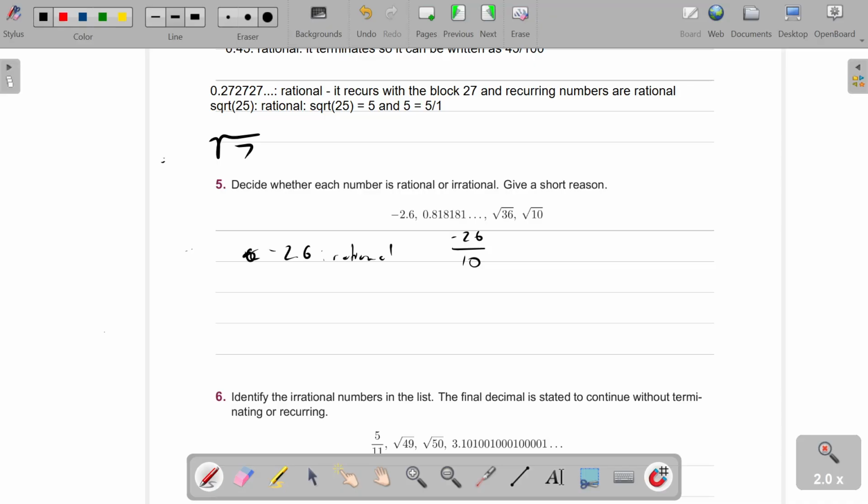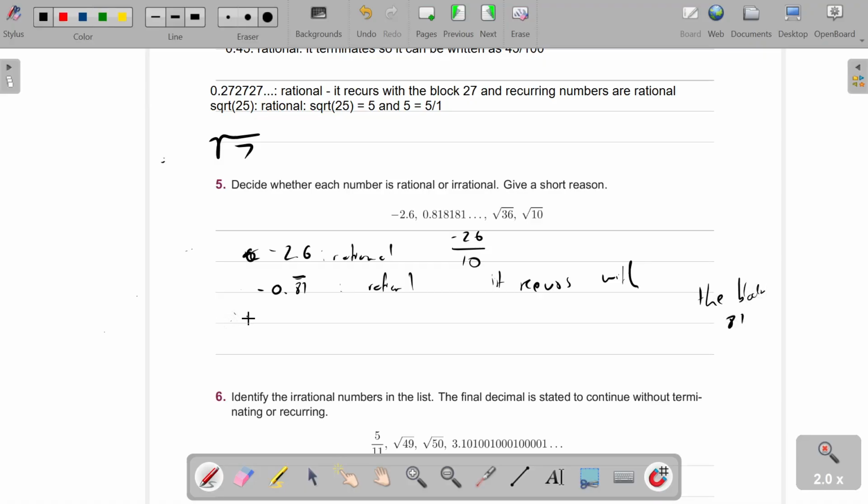And then we could also have 0.818181, right? It is recurring. I'll just write it like this. It is recurring, but it's going to be rational still because it recurs. Oof, my handwriting. I could have been a doctor in another lifetime. With the block 81.